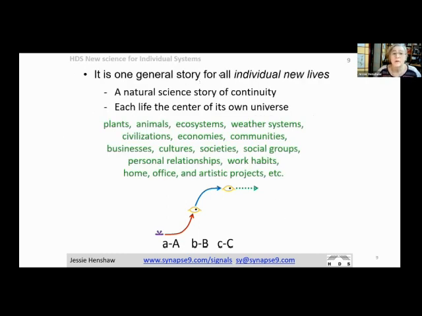So it's one general story for all individual new lives, no matter how widely varied. A natural science story of continuity of change and continuity of changing organization for systems. Now, each life then is the center of its own universe as we experience our lives, and as seems rational to consider other individual lives that we're studying, that the world to them looks like they're the center of the universe. For plants, animals, ecosystems, weather systems, civilizations, economies, communities, businesses, cultures, societies, social groups, personal relationships, work habits, home office, and artistic projects, etc. AABBCC.